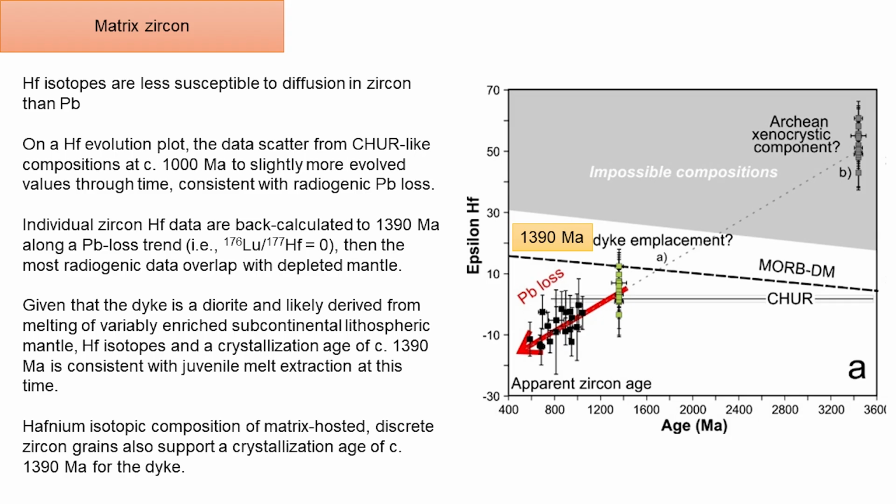We can definitely say those matrix zircons are not an Archean component that's been incorporated into the dike. They reflect a newly grown component, because if we calculate the hafnium at an Archean time, you can see they would not be plausible. They plot with impossible compositions.